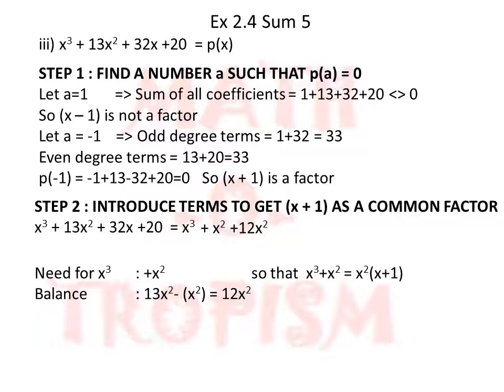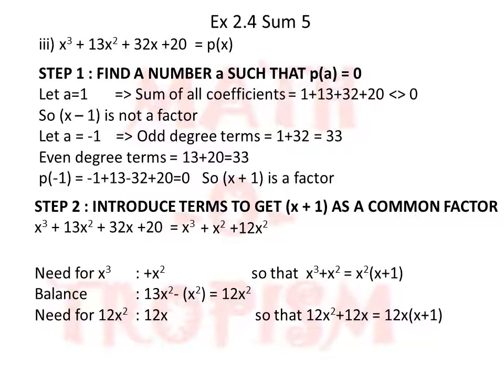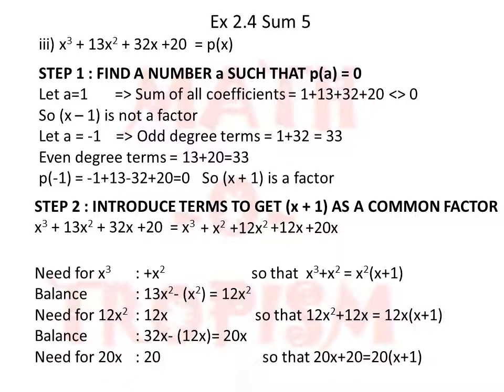Now I need to find for this 12x square balance what I need to add. So 12x square plus 12x will give me 12x into x plus 1. So it means next I write a 12x term. After that I need to find the balance. So the original has 32x minus this 12x which we found, that comes to 20x. So I write the 20x. After writing 20x, what should I add so that it comes to x plus 1 as a common factor? It will be 20 into 20x plus 20 will give me 20 into x plus 1. I can see that this 20 is already there in the given polynomial. So the way I have split it is correct. So I just add the 20 over there.